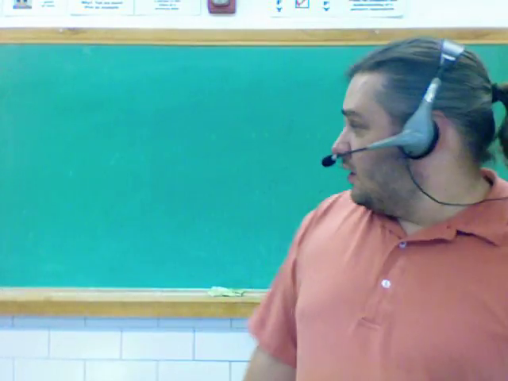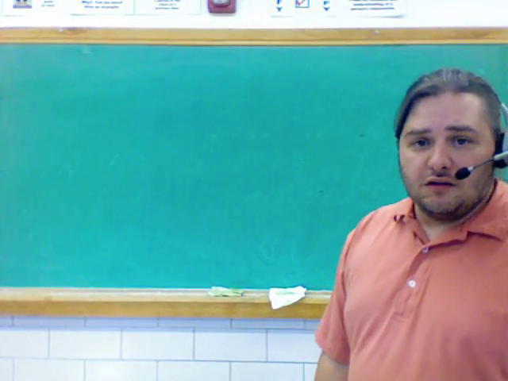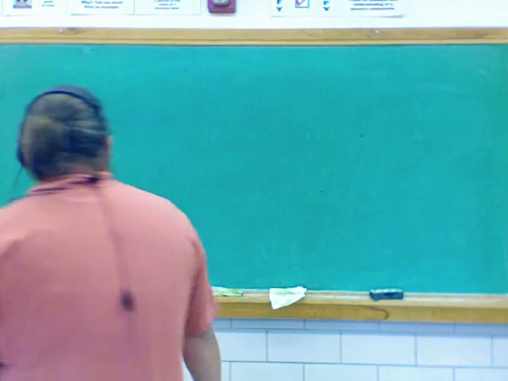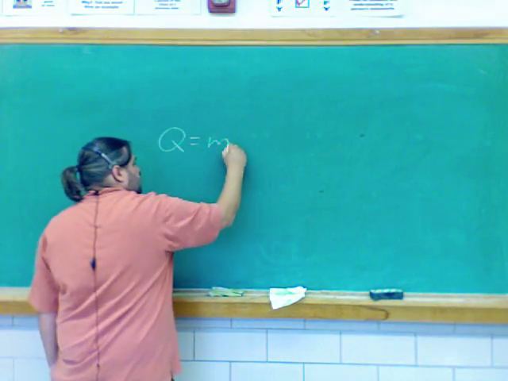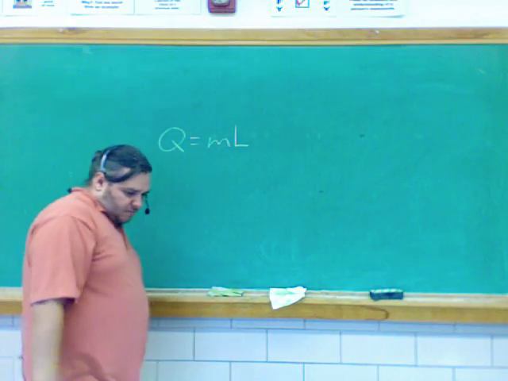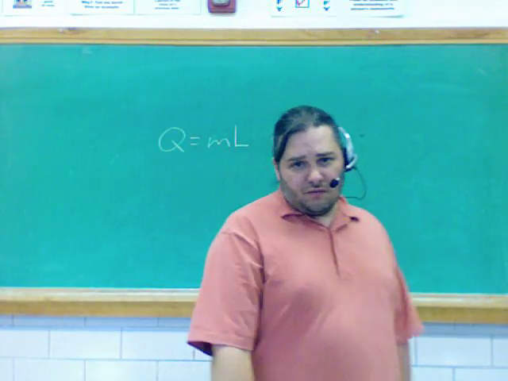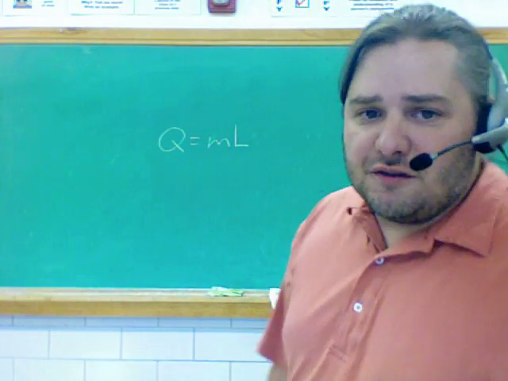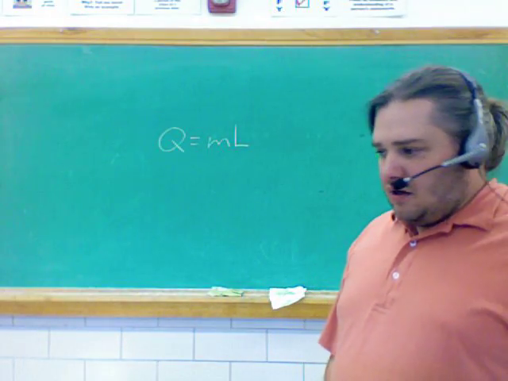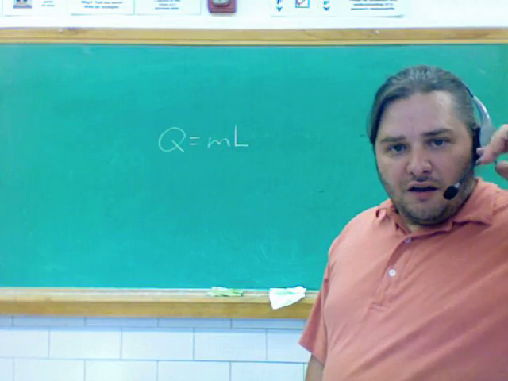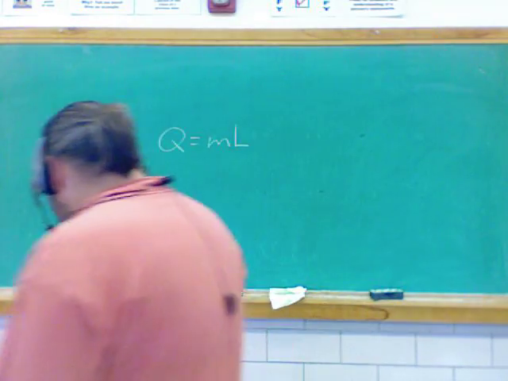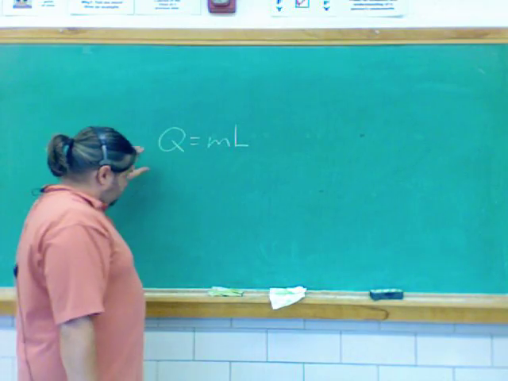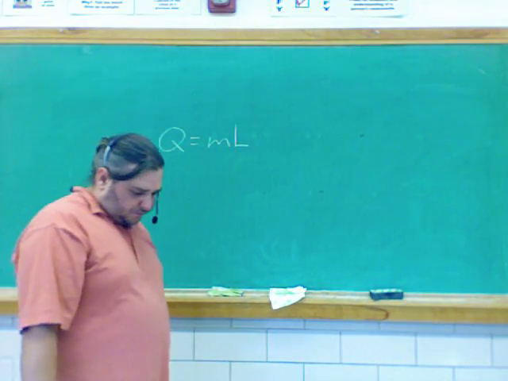And the last thing that we're going to deal with in properties of matter is what's called latent heat. Considerably easier equation than specific heat. Okay, heat, Q, thermal energy, is equal to the mass of the object times its latent heat capacity. Now, notice that there's no change in temperature. When you're dealing with latent heat, you're talking about a phase change.